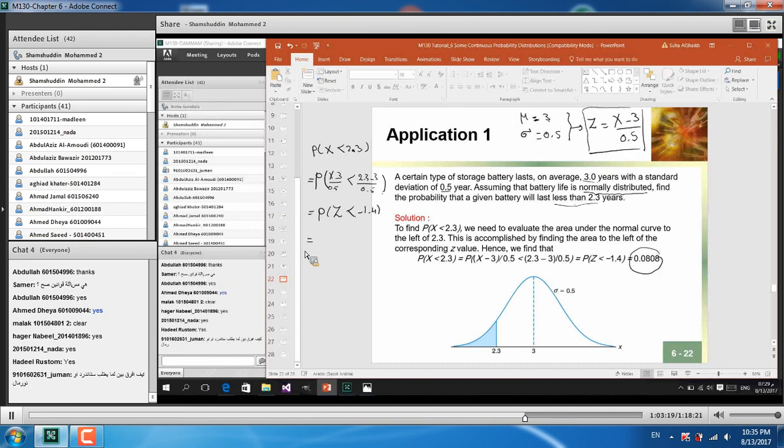You will get that the result is 0.0808. Okay, Z is something that we can find from the table. X ما عندنا التيبل حقتها، عندنا التيبل حقت Z. So if they give me X I need to change it to be Z.